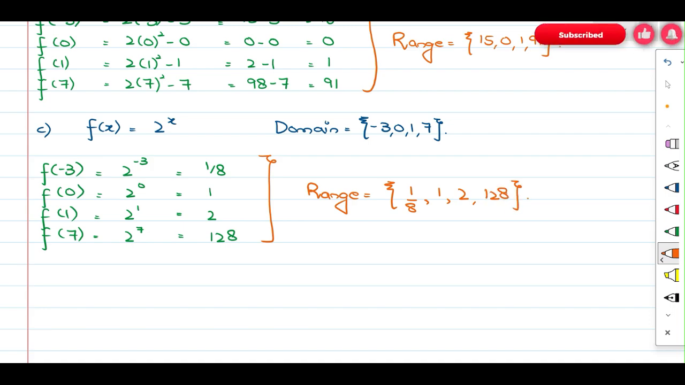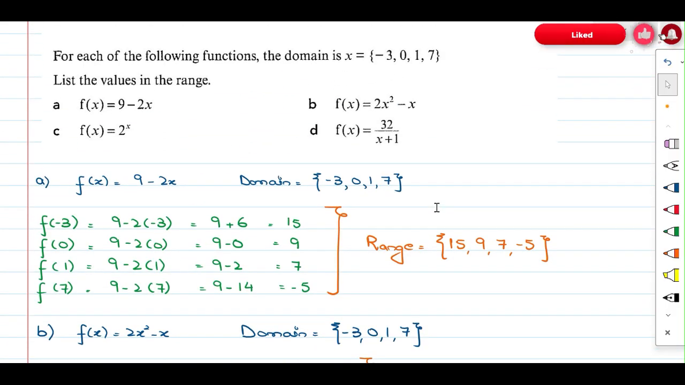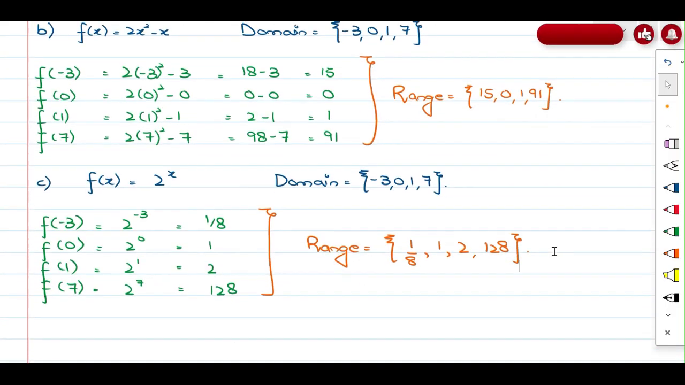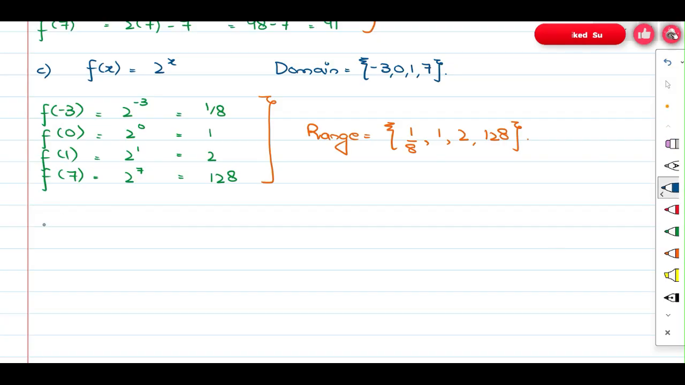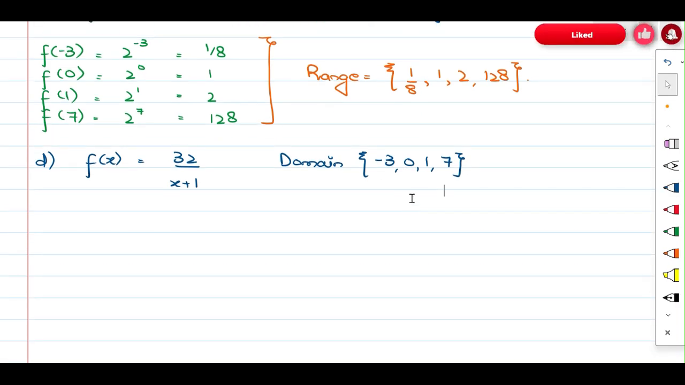Okay. Now the last part, D, is left. You have the reciprocal function 32 over x plus 1. Part D, f of x is 32 over x plus 1. Again, the domain for this function is given to us, which is -3, 0, 1, and 7. We need to find out the range of this function, right?